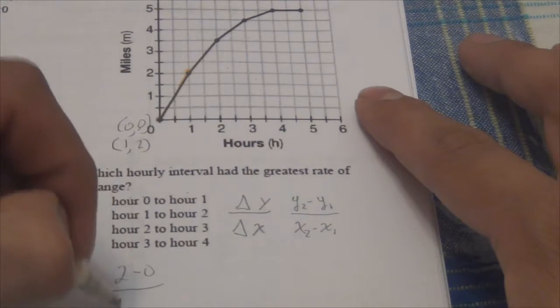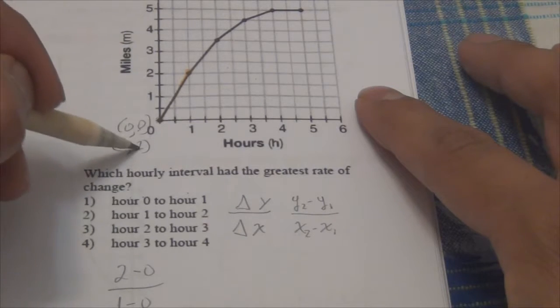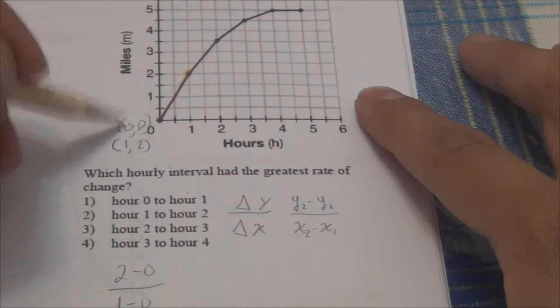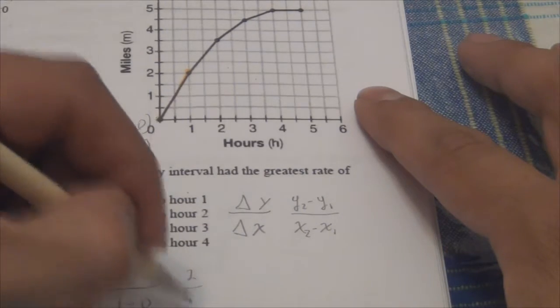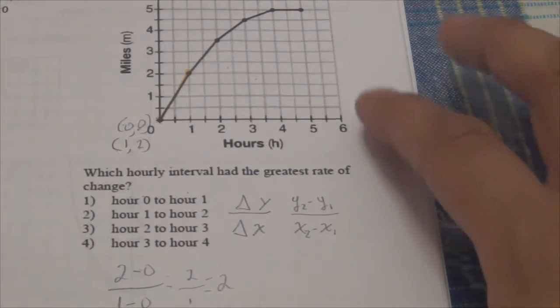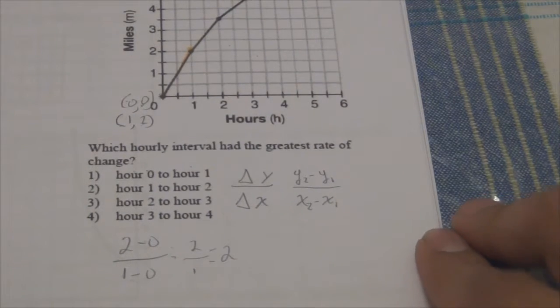2 minus 0 over 1 minus 0. Okay? y2 minus y1 over x2 minus x1. So we get 2 minus 0 is 2 over 1, which is 2. So the average rate of change is 2.